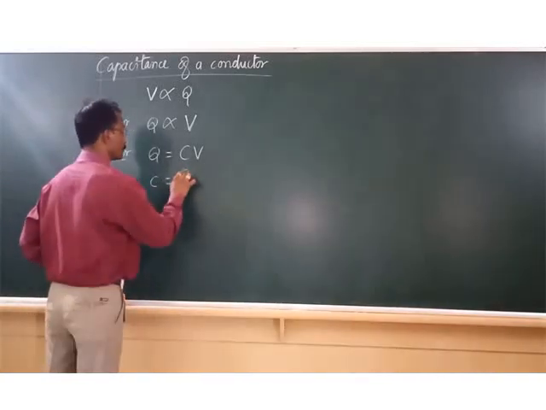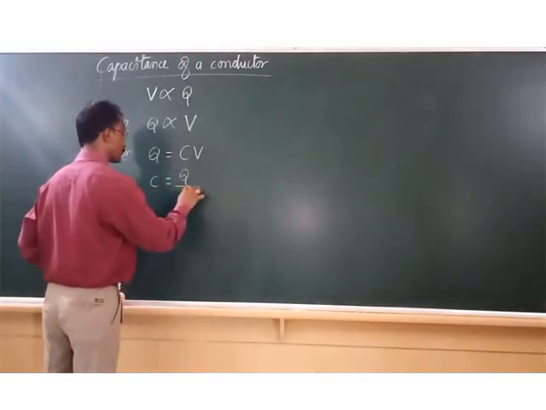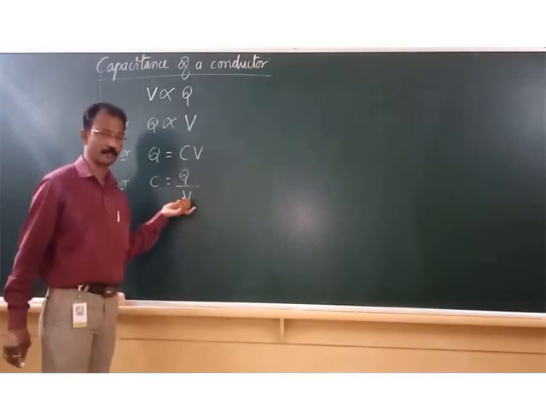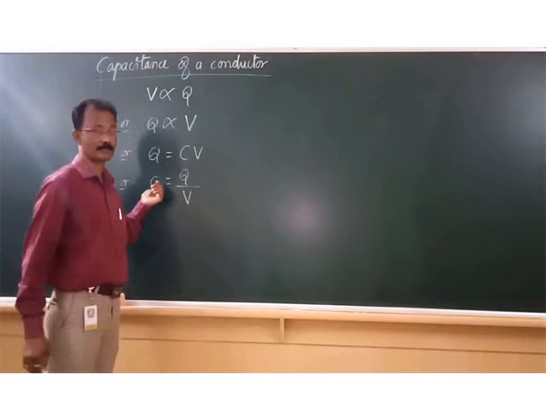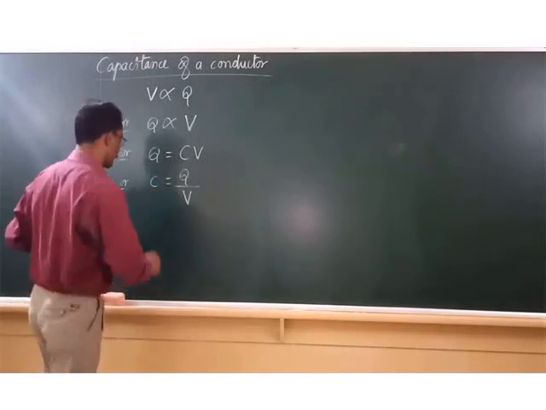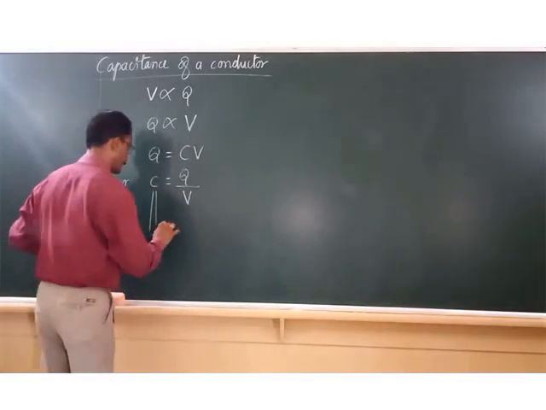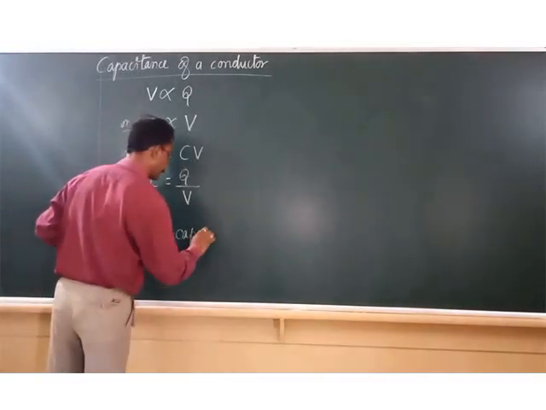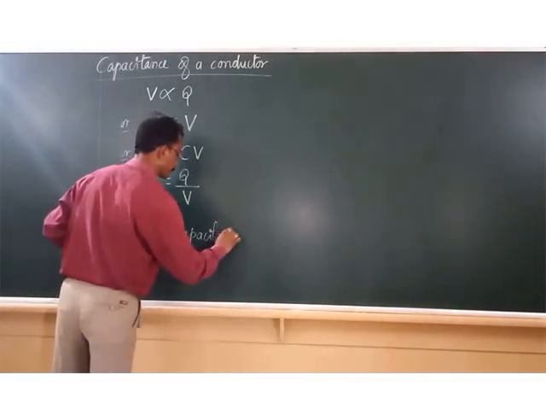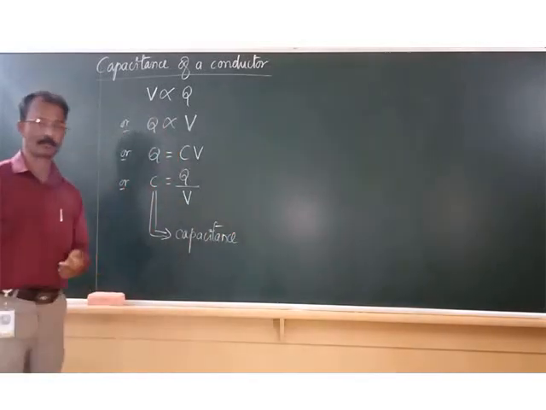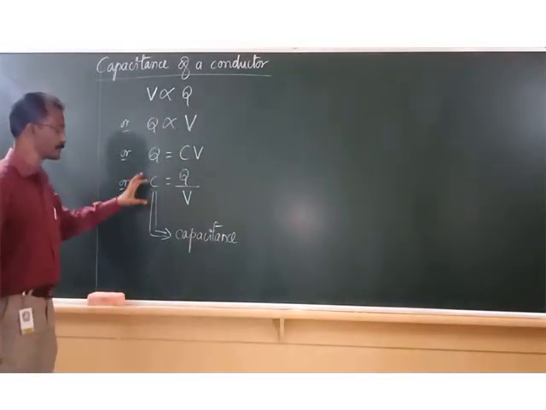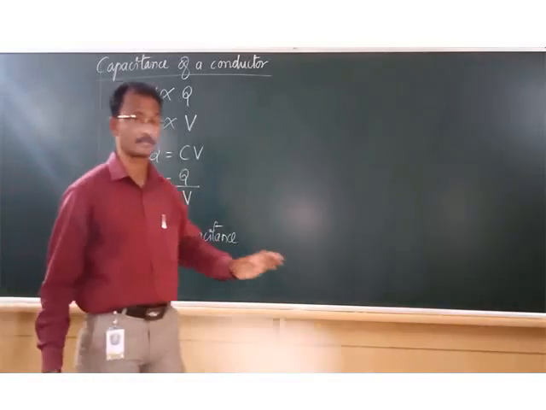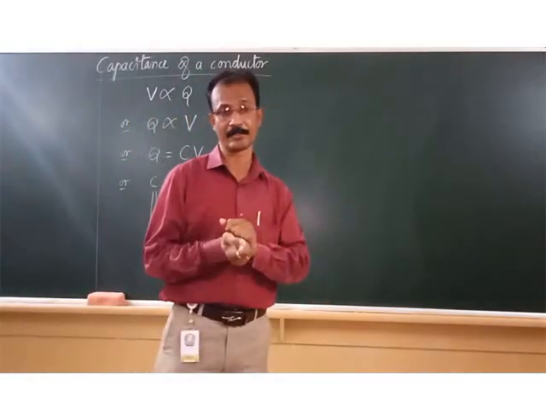to Q divided by V, where Q is the charge on the conductor, V is the potential of the conductor, C is the constant of proportionality called capacitance. It is called as a capacitance, or electrical capacity of a conductor. It is the capacity of a conductor to hold the charge on it.